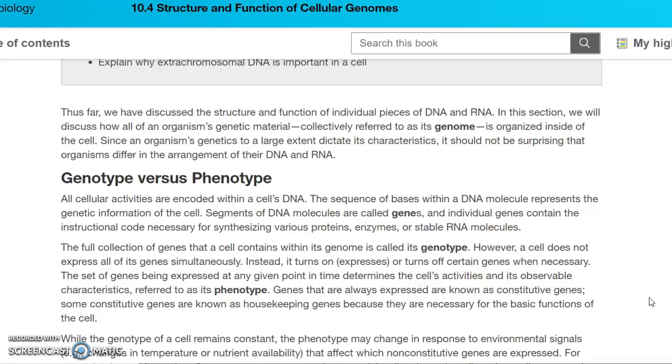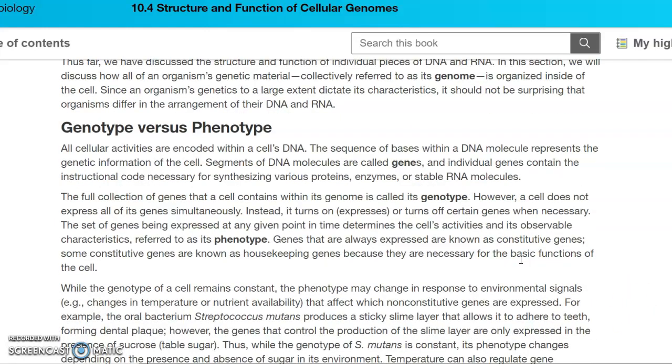So all of the cell's activities come from the information that's found in DNA. And so the sequence of those bases, the A's, the T's, the G's, and the C's, represent the genetic information. Each little segment is called a gene, like we referred to. The full collection of genes is referred to as an organism's genotype. But the key thing to keep in mind is that an organism may not express all of its genes, or all of its genotype, at the same time.